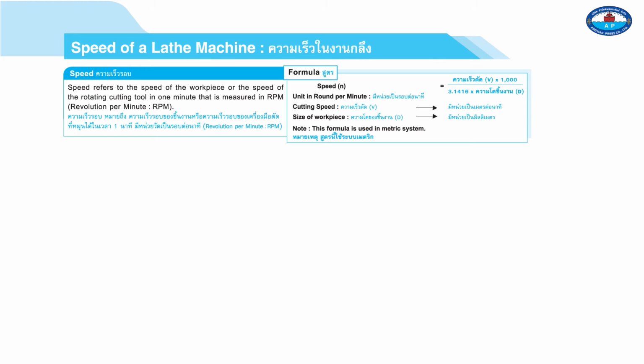Page 154. Speed of a lathe machine. Speed refers to the speed of the workpiece or the speed of the rotating cutting tool in 1 minute, that is measured in RPM, revolutions per minute. Formula: Speed, N, unit is round per minute.